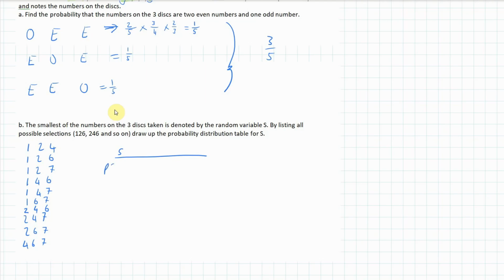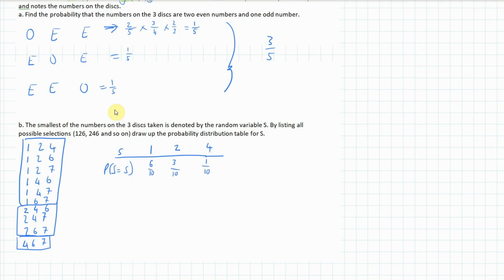And the probability that S equals s. Okay, so the probability that 1 is our smallest number, the probability that 2 is our smallest number, and the probability that 4 is our smallest number. And you can see that 1 is our smallest number in this many options. So that's 6 tenths. And then 2 is the smallest number here, 3 tenths. And 4, 1 tenth.